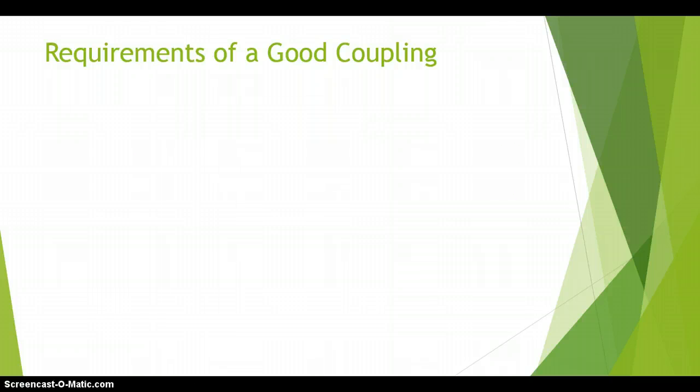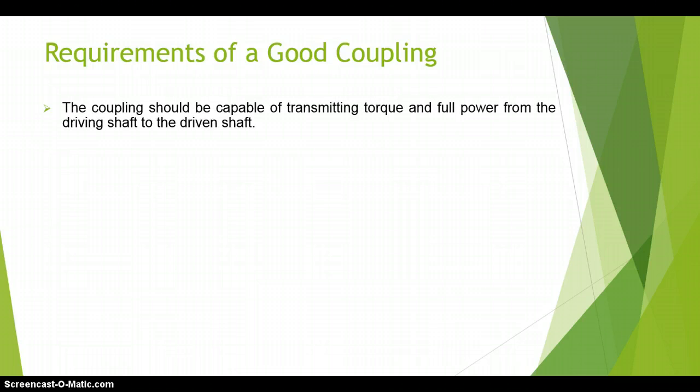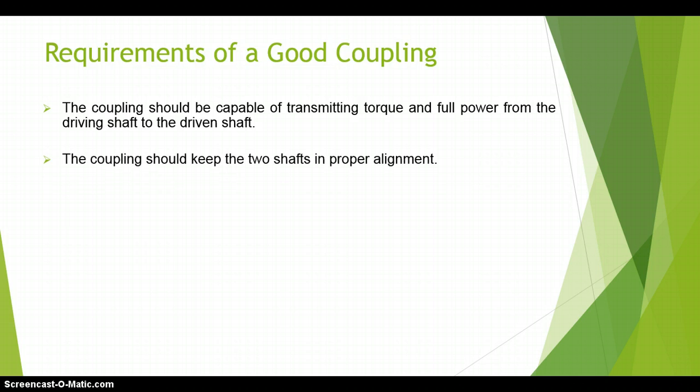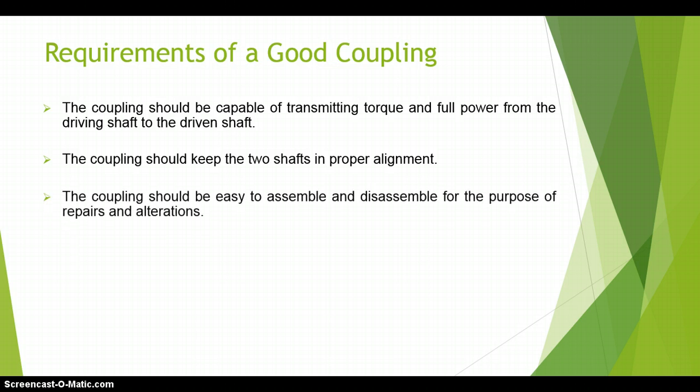Now, what are the requirements for a good coupling? First of all, the coupling should be capable of transmitting torque and full power from the driving shaft to the driven shaft, because if any torque loss or power loss happens, then the main purpose is not satisfied. That is the basic requirement. It should keep the two shafts in proper alignment, otherwise there may be a chance of vibration and failure of the shaft, key or coupling. Then it should be easy to assemble and disassemble for the purpose of repairs and alterations.